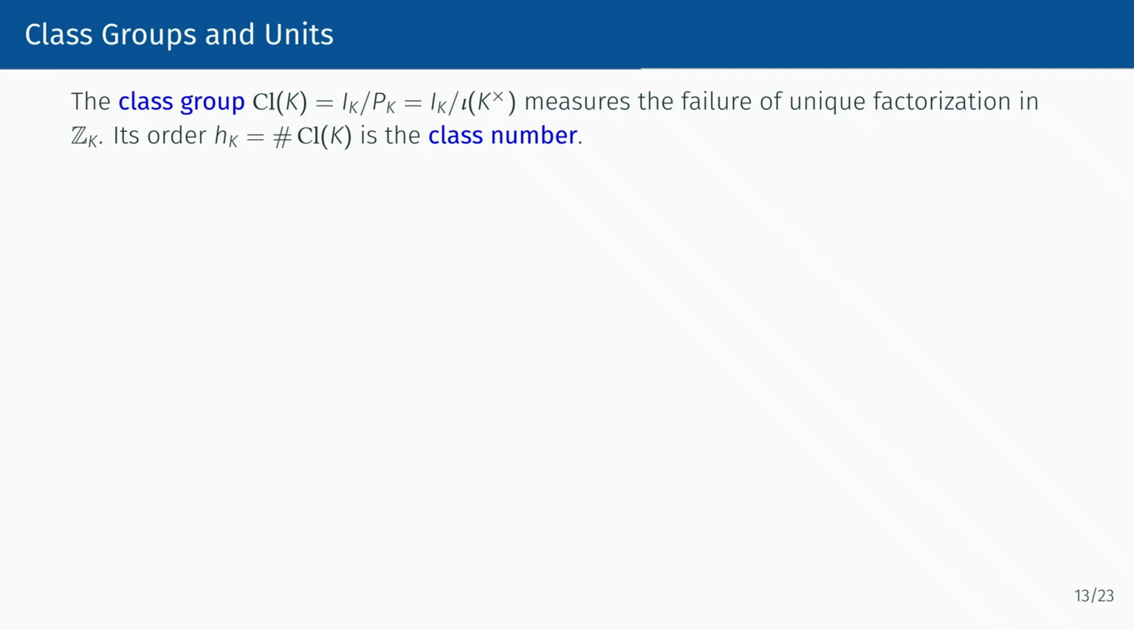Because we were interested in studying or quantifying this difference, how non-principal are we, we're interested in this quotient, this class group. And an important theorem here by Minkowski is that this class group is finite. So this is really a finite group, and its order is known as the class number.